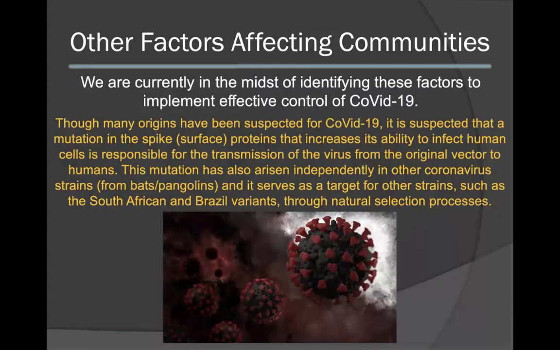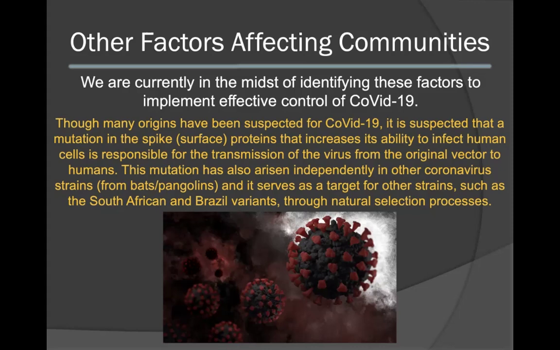Finally, the most relevant example of how pathogens can alter community structure is by examining what we are experiencing today with the COVID-19 virus. We are currently in the midst of identifying these factors in order to implement effective control of the COVID-19 virus. Understanding how COVID-19 changes over time and how it mutates will be integral in implementing effective control.